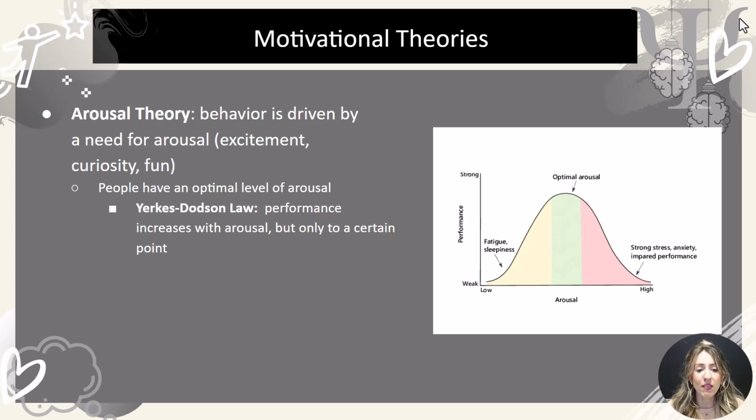So this is the idea that when we perform a task, we want to have what's called an optimal level of arousal. If we don't have enough arousal, we're bored, we're tired, we're kind of over it. If we have too much arousal, we're stressed, we're anxious, and that's going to make us perform worse. But we want a moderate level of arousal when we're performing certain tasks.